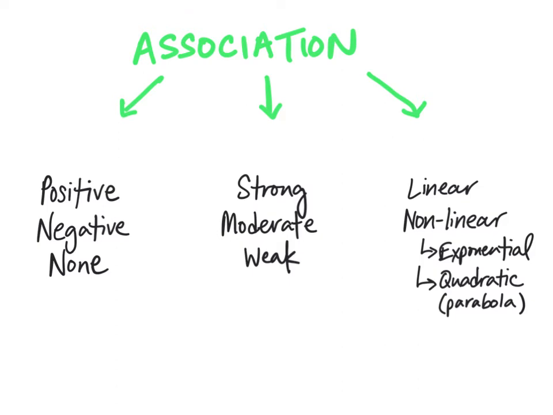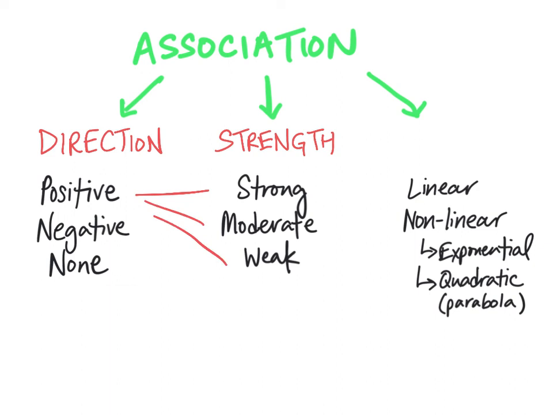So the first thing that we talked about, positive, negative, or none, that would be talking about our direction. What is the direction of the data? What is the direction that the data is headed? The next thing is how strong that is. What is the strength? Is it strong? Is it moderate? Or is it weak? So we can talk about positive graphs all three ways. We can talk about negative graphs all three ways. And we can even talk about graphs that are not positive or negative in all three ways.